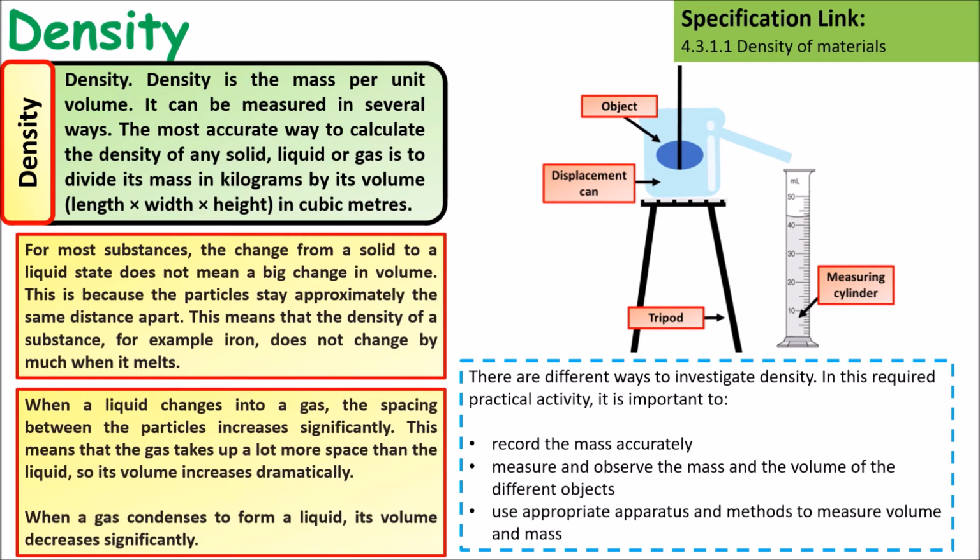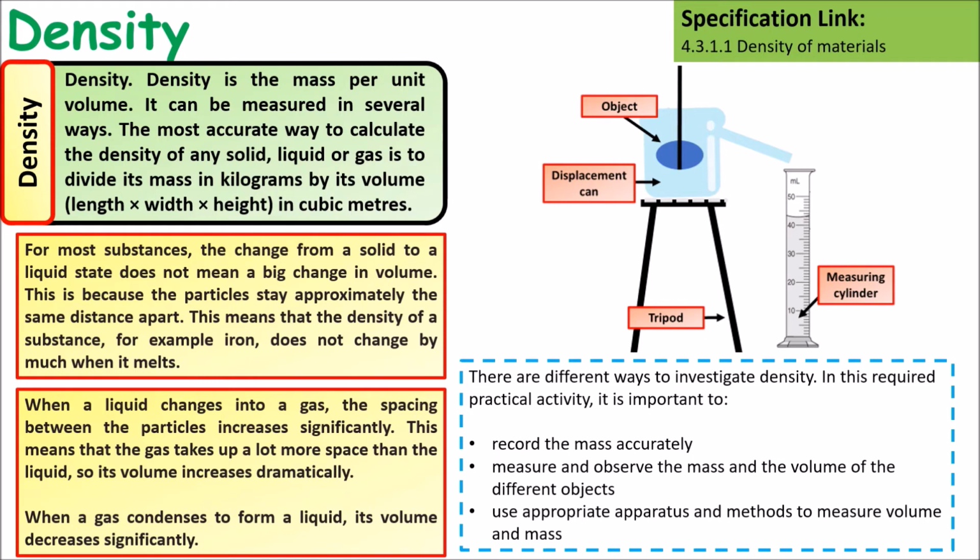When a liquid changes into a gas, however, the spacing between the particles increases significantly. This means that the gas takes up a lot more space than the liquid, so its volume increases. So when the gas condenses from a liquid, its volume decreases.